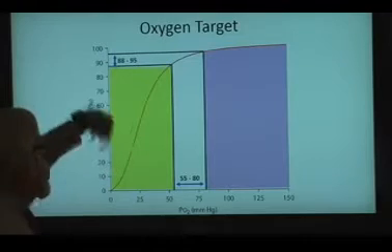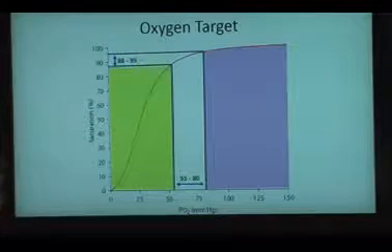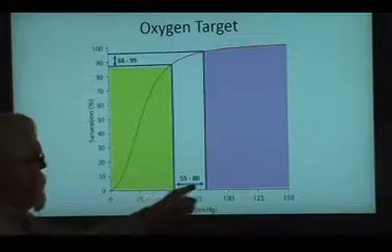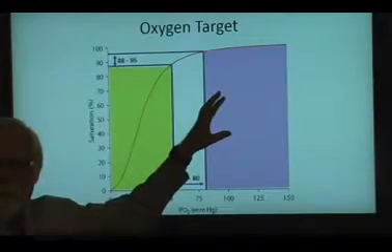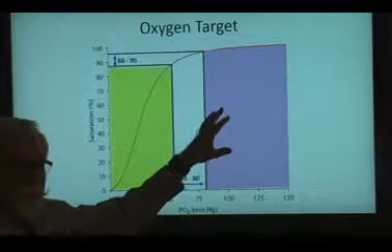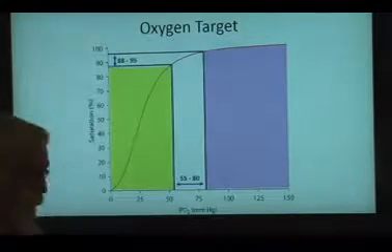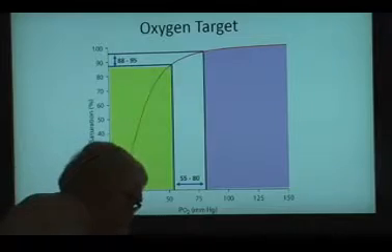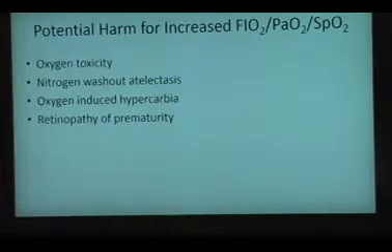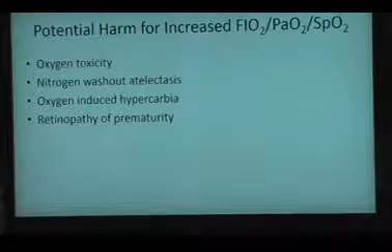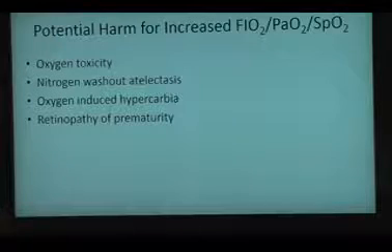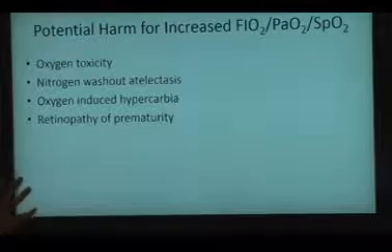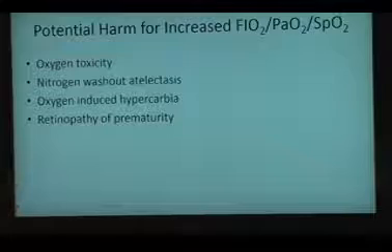So we want to stay out of this yellow zone here. But as it turns out, the higher PO2s and higher oxygen saturations also may result in harm. So we may want to stay out of the purple zone as well. So there are a number of potential harms related to an increase in FiO2 and PO2 and oxygen saturation, some of which are listed on this slide. And I'm not going to go through and talk about these in detail.